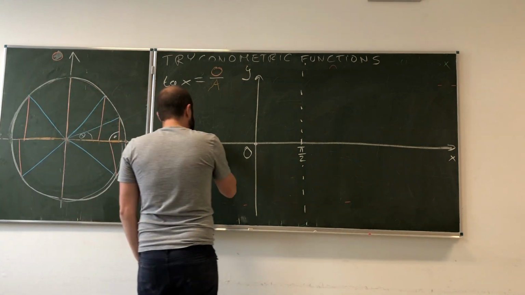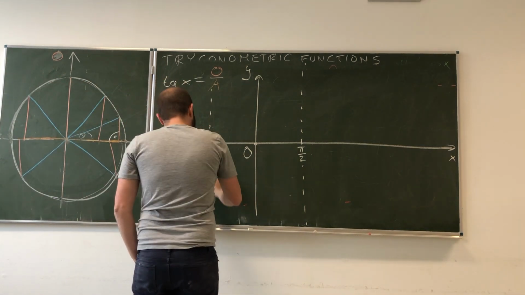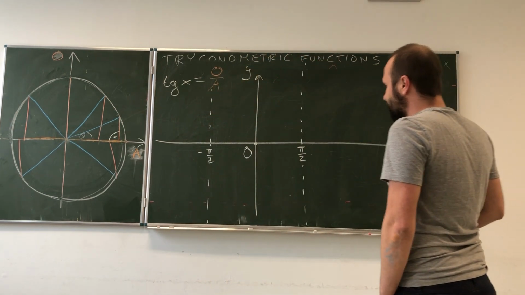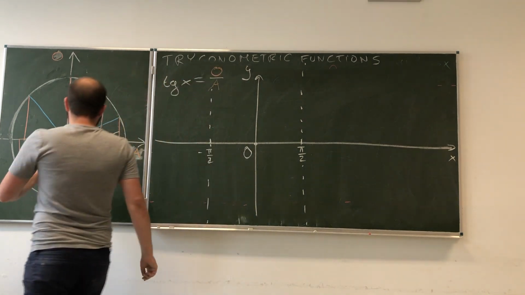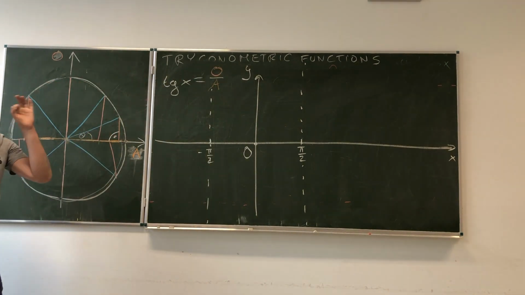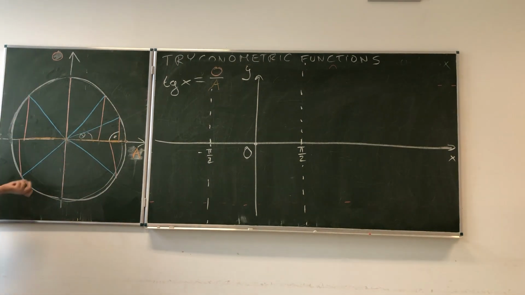So at negative pi over 2, again the function is undefined. So how will it look in between? Well, we see here that the function is growing, and because there are two forces, on one hand, opposite is getting bigger, adjacent is getting smaller, this function is actually growing faster and faster and faster.